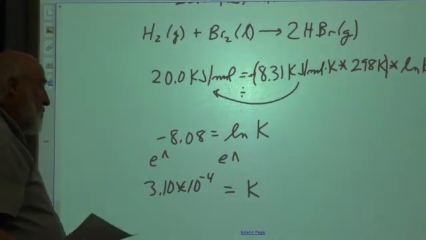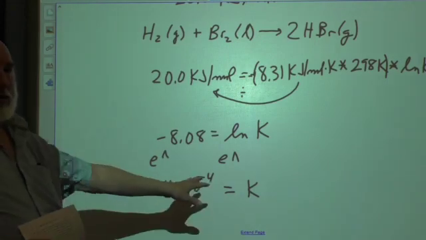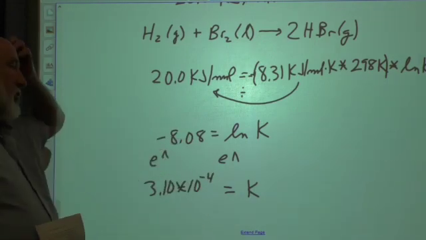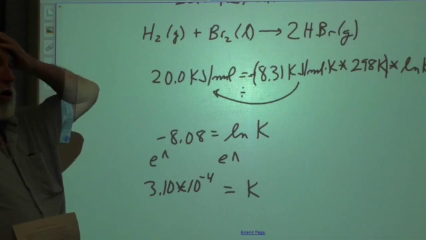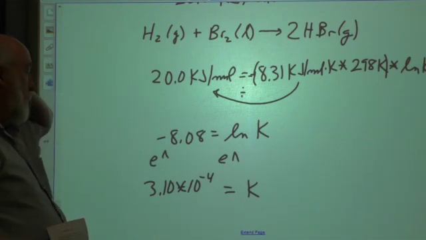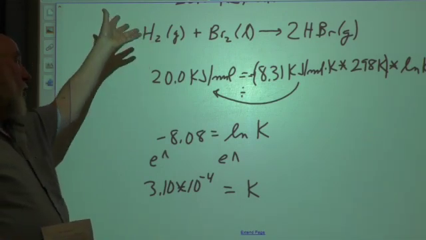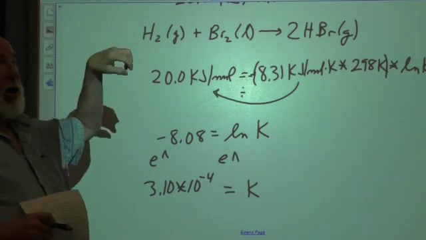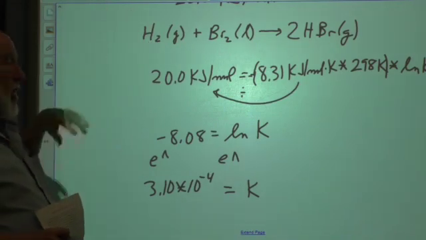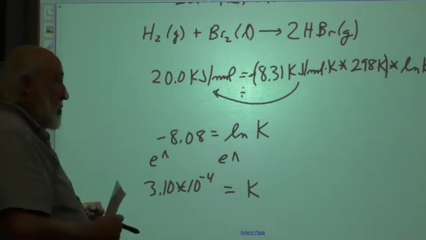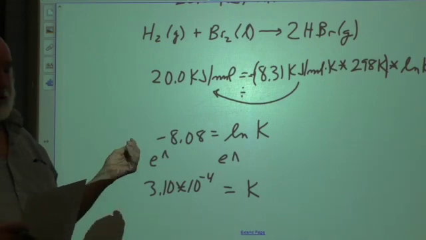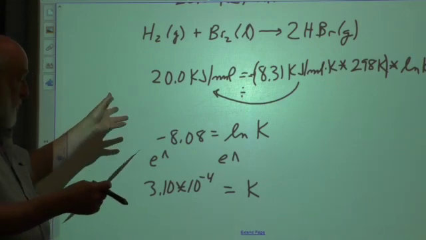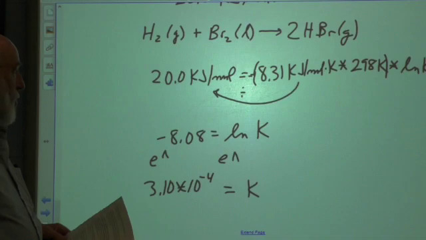Now, the meaning of this value is simply that this is well less than 1, which means it's not going to go hardly at all to the right. It's going to go mainly to the left. So what I had written up there was actually wrong. It should have been a little bit to the right and a lot to the left. So that was an assumption I made that was incorrect. But regardless, this is what we should end up with.